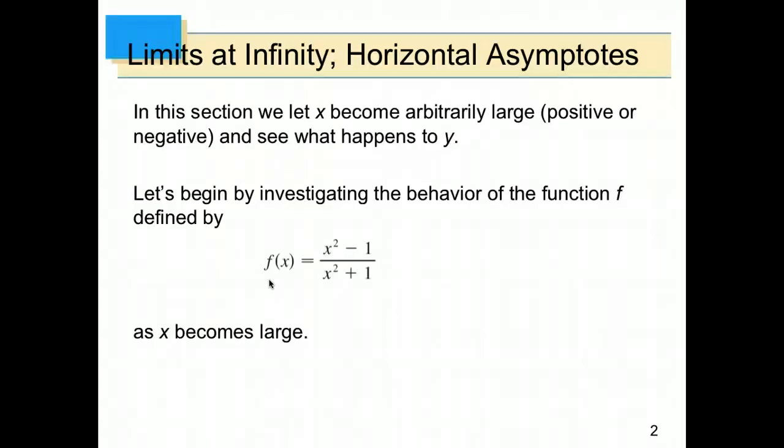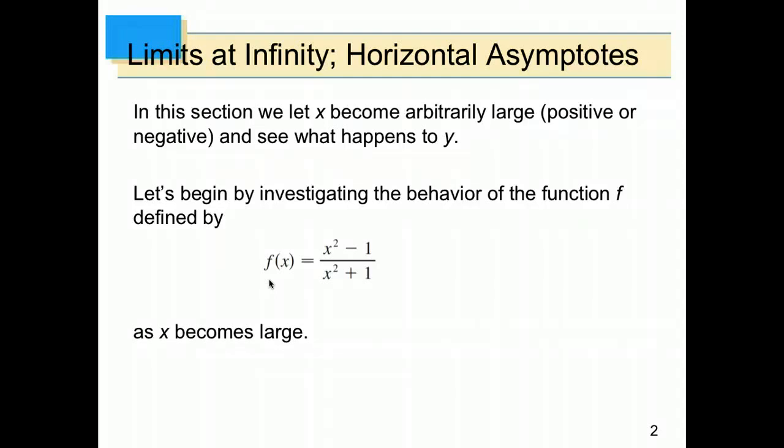Hi everybody, welcome to section 2.6, limits at infinity and horizontal asymptotes. In this section we're going to take a look at what happens when we let x become arbitrarily large, either on the positive or negative side, and see what happens to y, or our function value f of x.